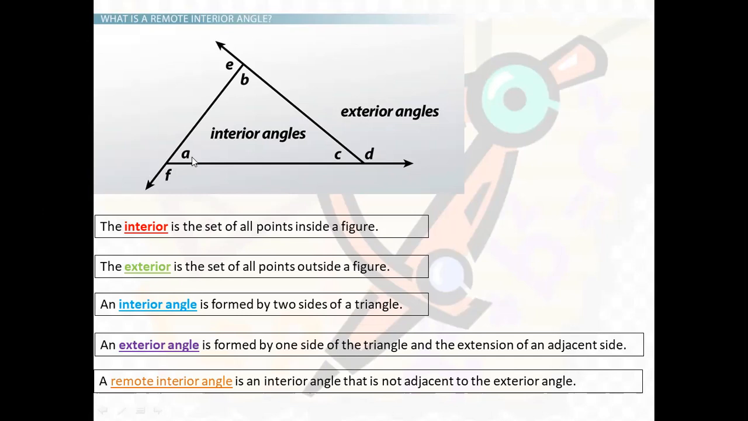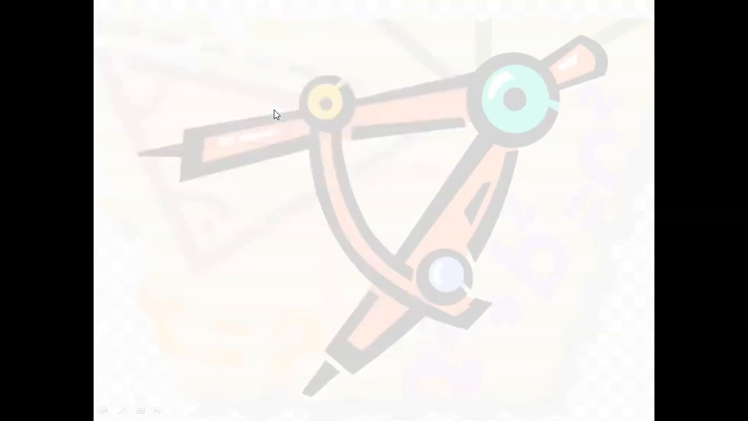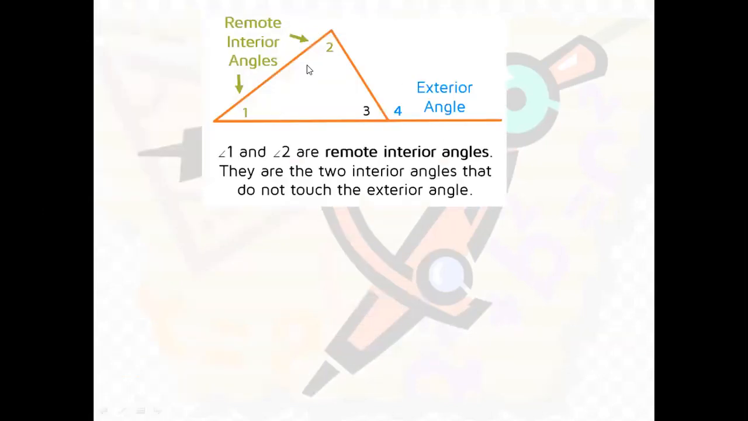The remote interior angles for F are going to be B and C. You cannot say A because F and A are together, so F is not remote to A. It's not far, it's near. The ones which are far away are B and C. So just remember, remote means far away from. The angles away from the particular angle we are talking about are called the remote interior angles. As you can see, the remote interior angles are 1 and 2 for the exterior angle 4.